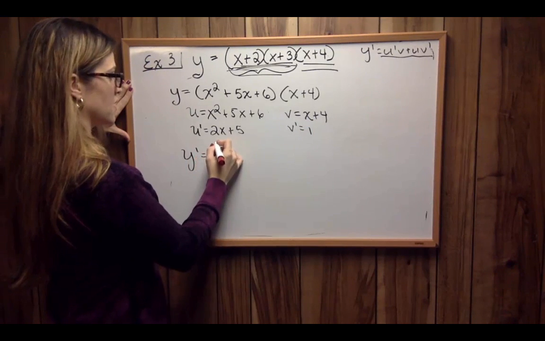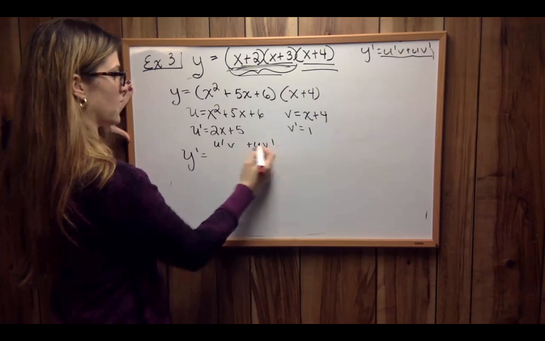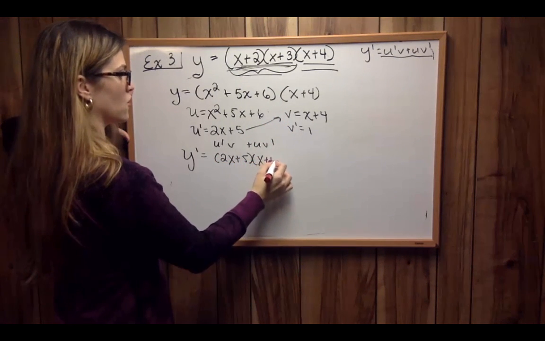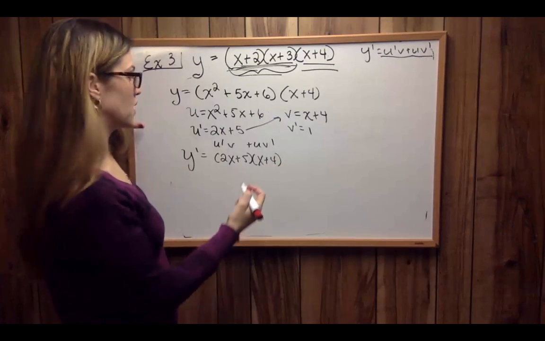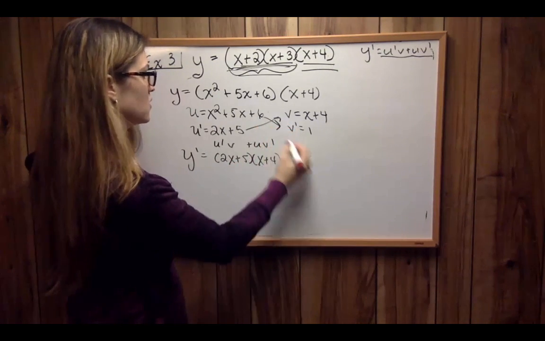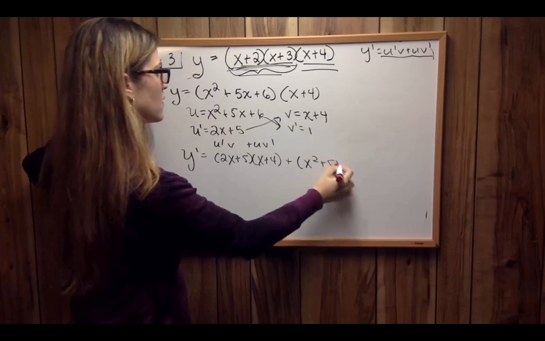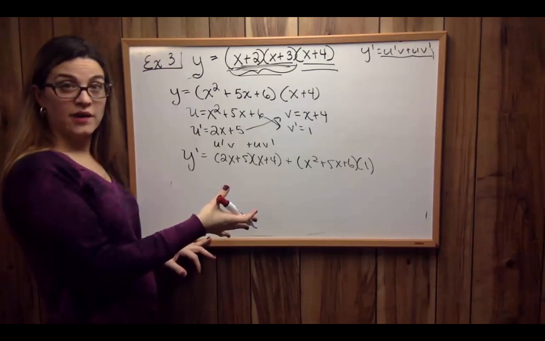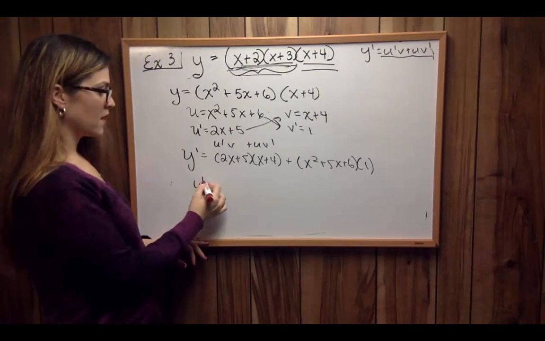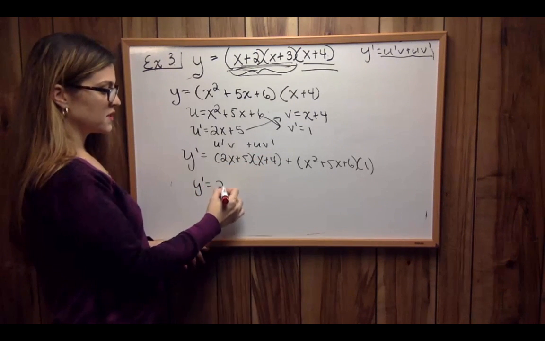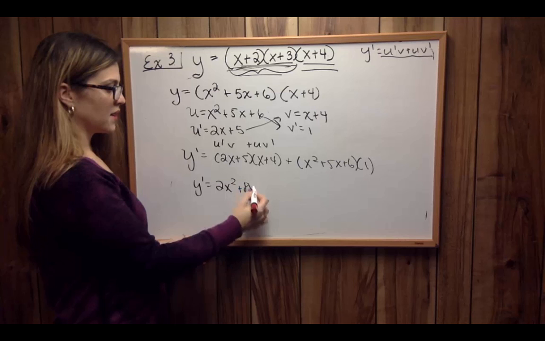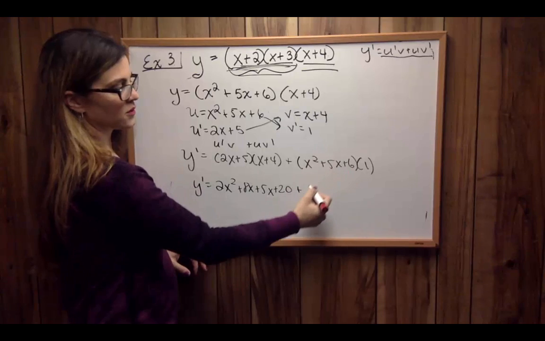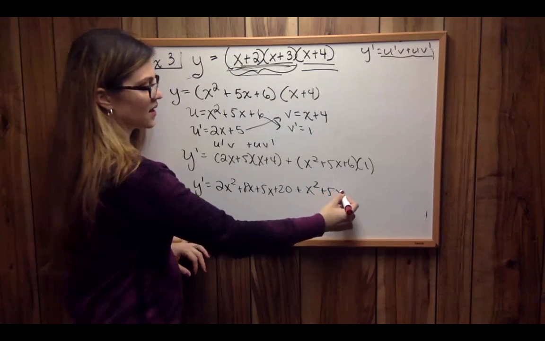So y prime is u prime v plus u v prime. So u prime v, everything goes in parentheses. When in doubt, put those parentheses there so you don't get into trouble without distributing. U prime v plus u v prime. Okay, technically that's your answer, but if we were to write it in simplified form, distribute or FOIL the first 2 parentheses, you get 2x squared plus 8x plus 5x plus 20, plus, and the 1 distributes to the 3 terms, and leaves it as it is.